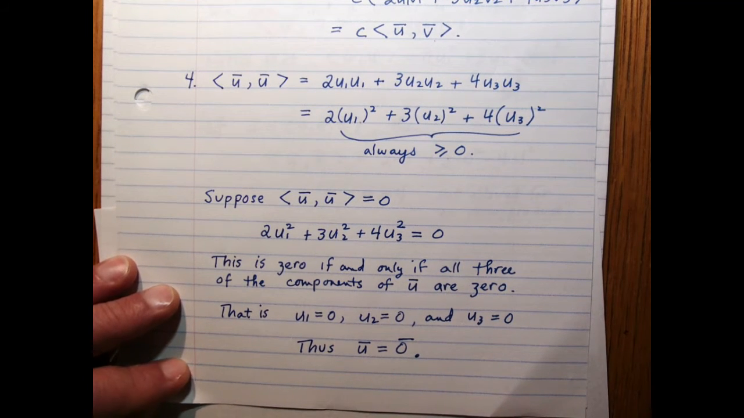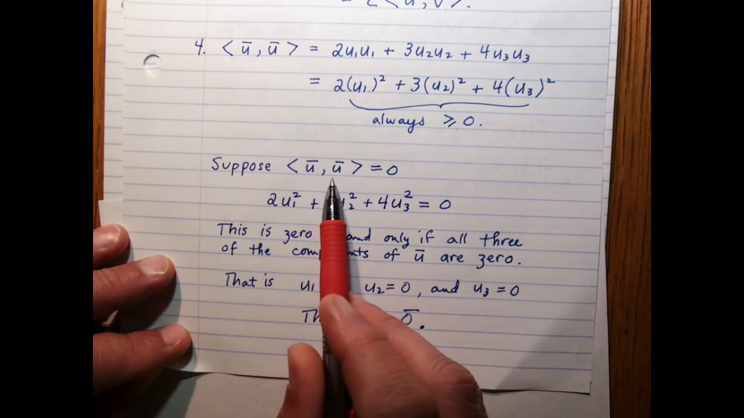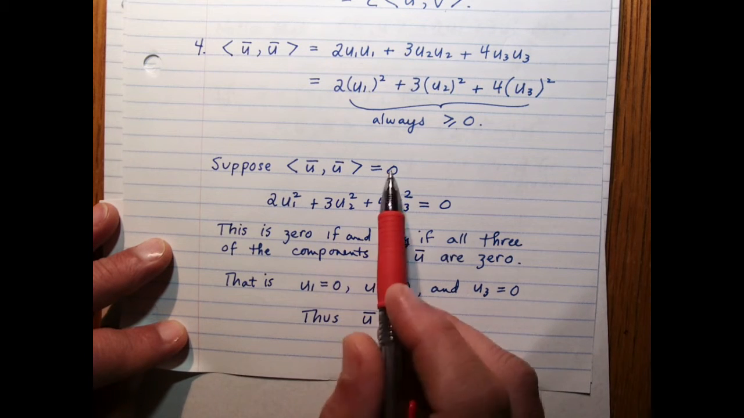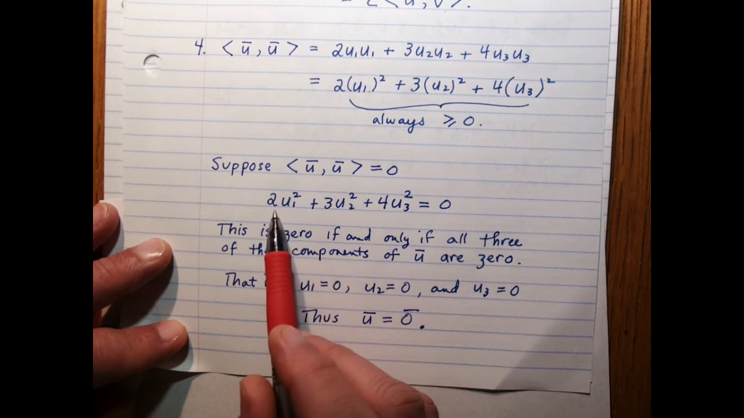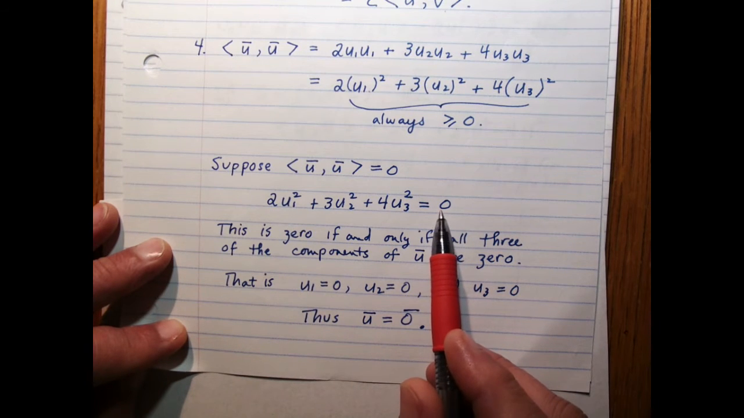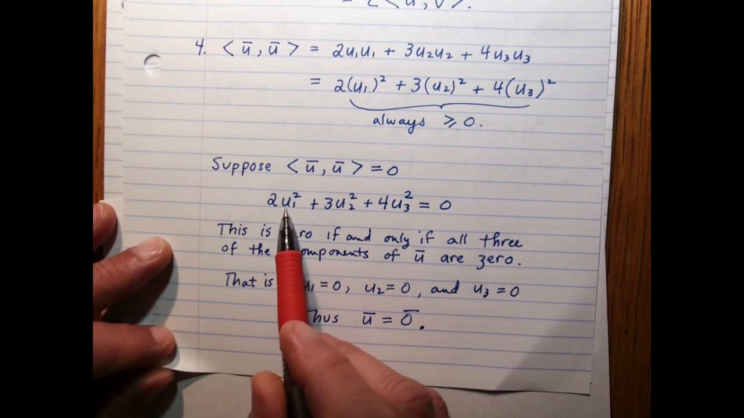The second part of the fourth property is that issue about how the inner product of a vector with itself is 0 if and only if it's the 0 vector. So suppose that actually happens. Suppose the inner product of u with itself is 0. What does this actually mean? And here we kind of have to think about what's going on here.